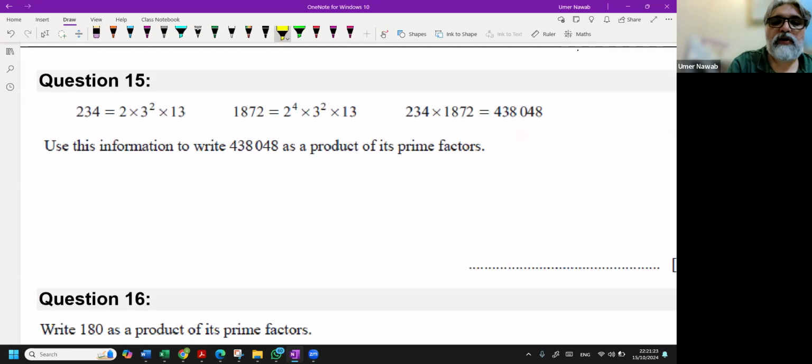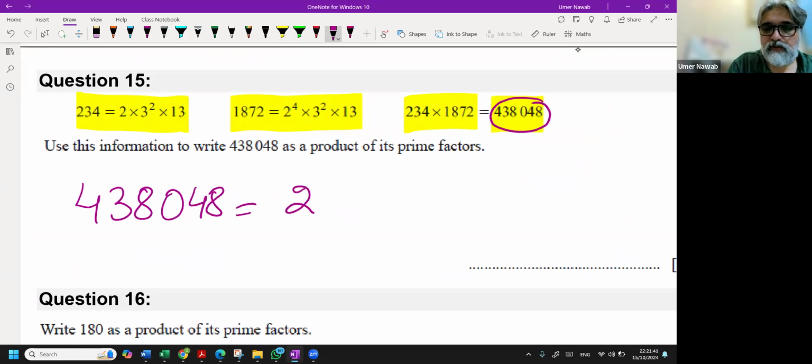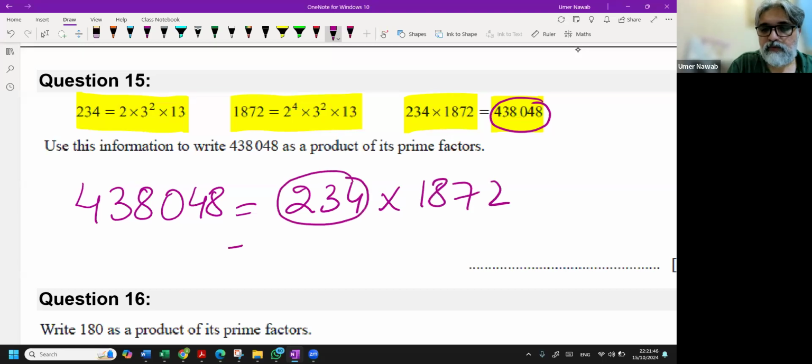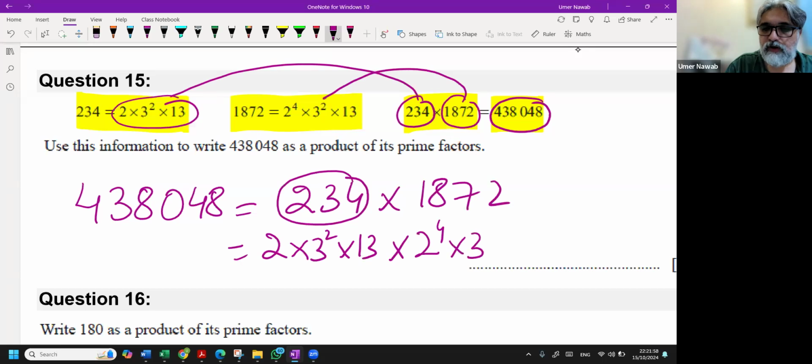He has already done the prime factorization of 234 and 1872. He multiplied them together and got a big number. Can I copy this number? 438048, which is equal to 234 and 1872. So in the place of 234, can I copy this? So 2 times 3 squared times 13. And in the place of 1872, I will write 2 raised to power 4 into 3 raised to power 2 into 13.